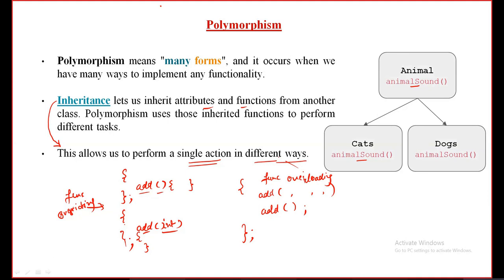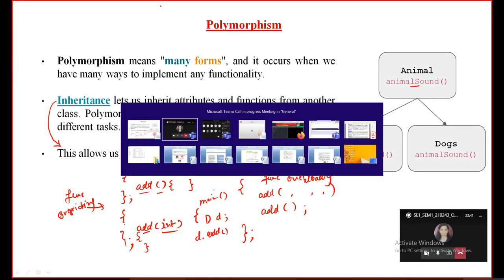Now, if I go ahead in my main, and try to create an object of this derived class, where D is my derived class, if I create object small d and I call d dot add. I'm having some problem with this pen tab today. Anyways, we'll execute this quickly.